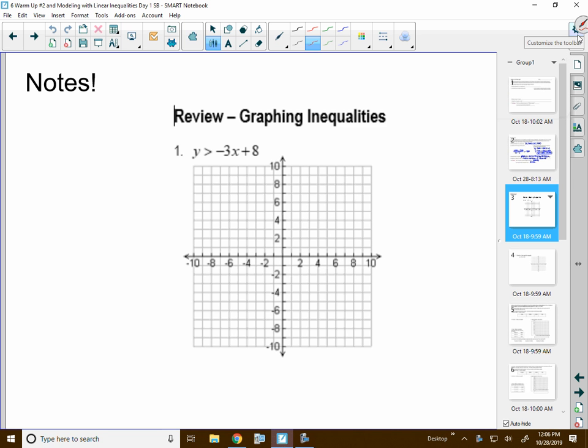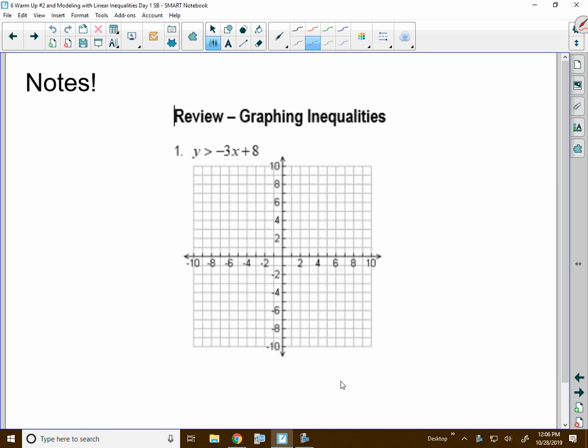Okay, so inequalities. It's been a while since we've done inequalities, but we did work with them this year. We're going to add in word problems with inequalities. So that's kind of why we're reviewing inequalities here to start today's lesson.